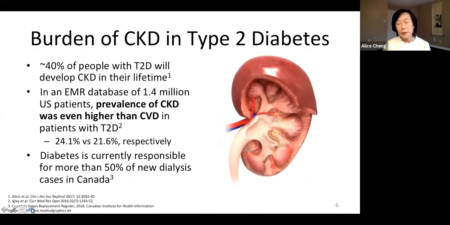So to begin, I'm going to tell you stuff that you already know. It's always a good way to start a presentation, isn't it? So we're going to start from a place that we're all familiar with, which is, of course, chronic kidney disease is a significant consideration in those living with diabetes. Now, here are the data for those living with type 2 diabetes, but really, this is living with diabetes, be it type 1 or type 2 diabetes. And when we look at the statistics here, 40% of people living with type 2 are going to develop chronic kidney disease in their lifetime. And in an EMR database of US patients, the prevalence of CKD was even higher than cardiovascular disease. And when you look at dialysis cases in Canada, more than 50% of them are attributable to diabetes itself.